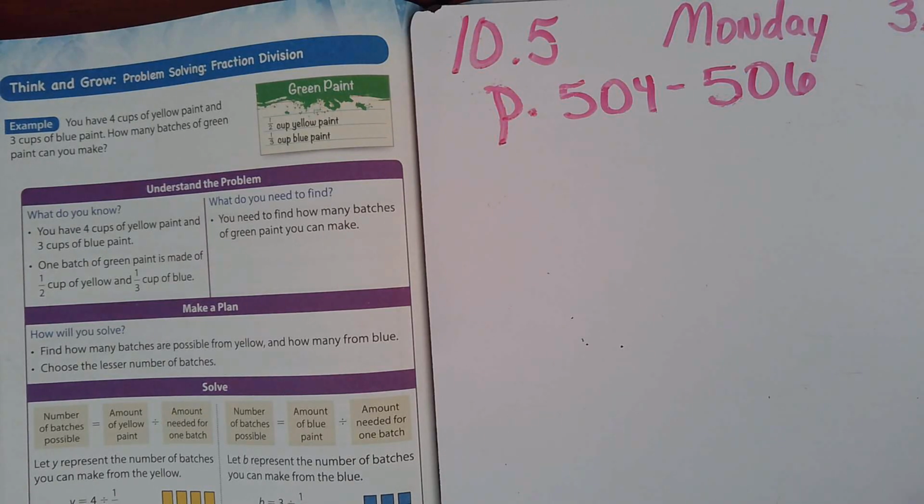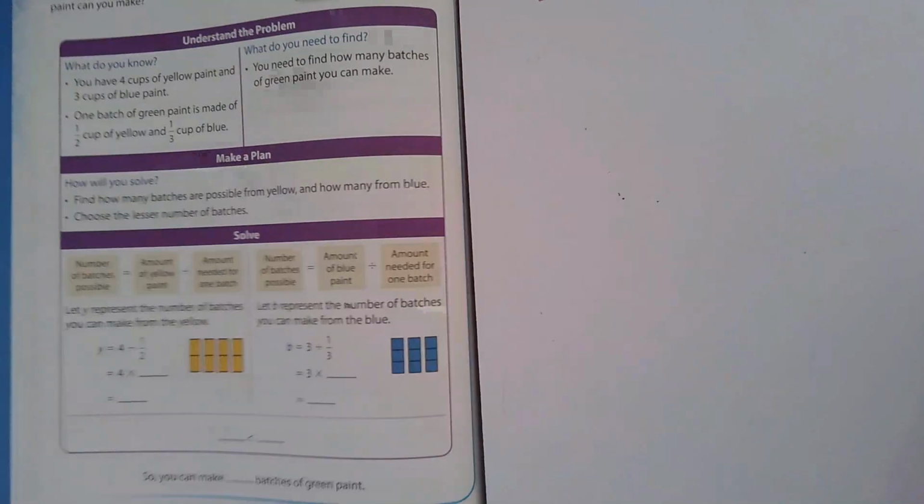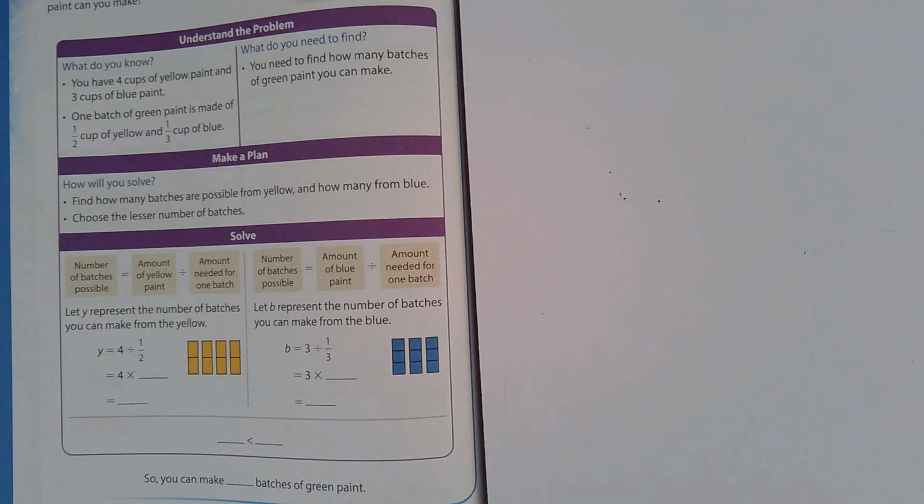Well, let's look at how we're going to solve that. We have to figure out how many batches of yellow paint we can make and how many batches of blue paint we can make. And we're going to have to choose the lesser of those batches, because let's say we can make 10 batches of yellow, but we can make 15 batches of blue. Can we make 15 batches of green? No, because we don't have enough yellow. So we'd only be able to make 10 batches of green, because that's all we have of the yellow. So we're going to look at that lesser amount, and that's going to be our answer.